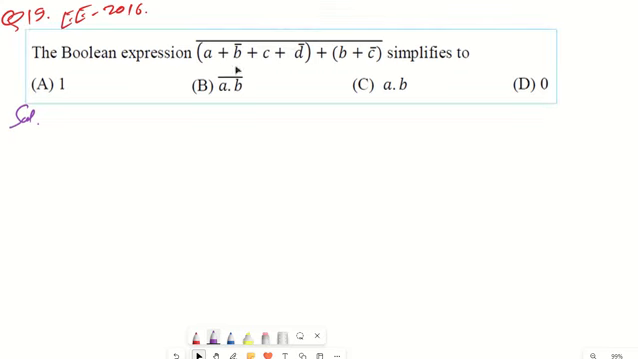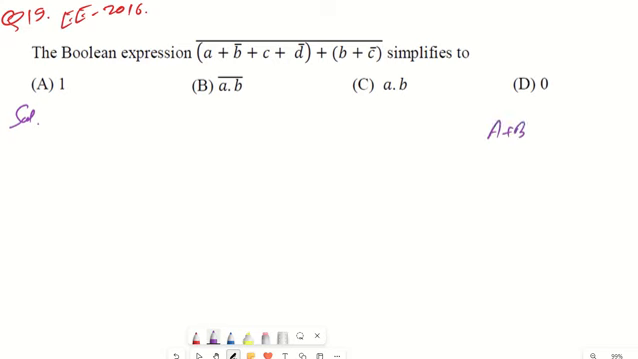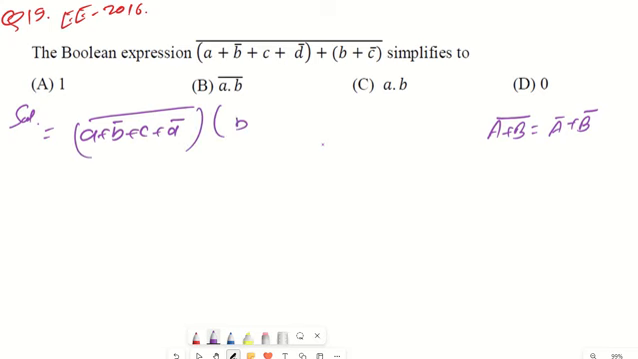So you already know De Morgan's theorem. It is like (a plus b) whole bar is a bar plus b bar, right? That expression I will try to use. So can we simplify like that? We can write the expression as (a plus b bar) plus (c plus d bar) whole bar multiplied by (b plus c bar).